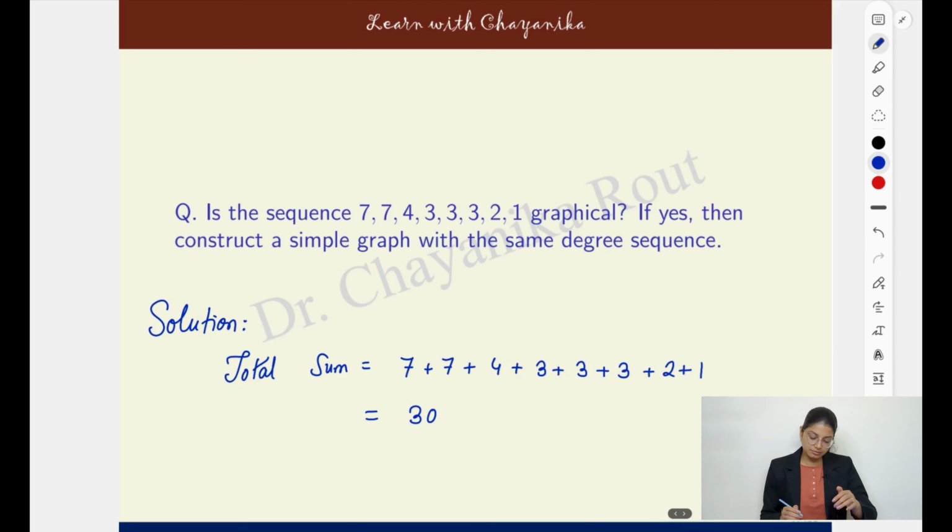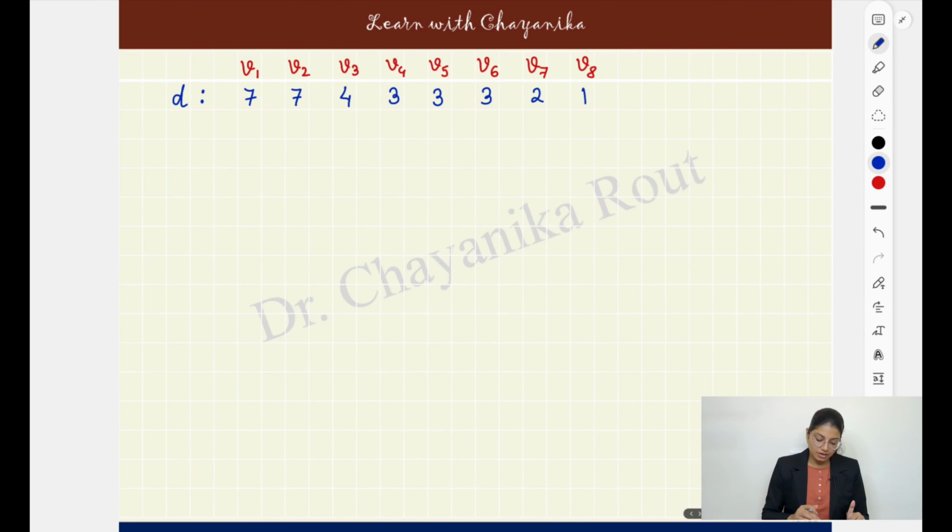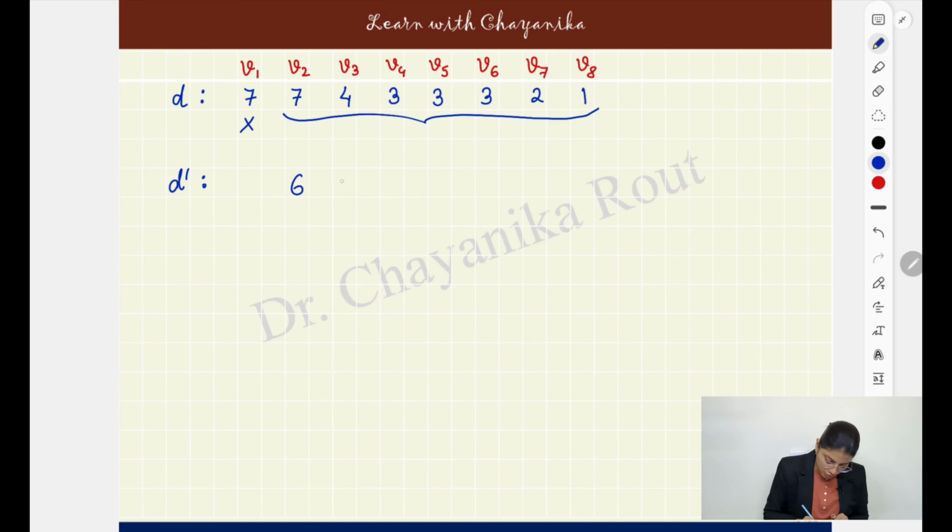Let's see another problem. Here the sum total is 30, which is even. So our given sequence d, suppose, is a degree sequence. Now proceed to check if it is graphic. So we have seen it is already arranged in the non-increasing fashion. So we label the vertices accordingly and we proceed to find out d dash. So we delete the first. Next 7. So there are 1, 2, 3, 4, 5, 6, 7 elements in total remaining. So all of them will face reduction. So this will be 6, then 3, 2, 2, 2, 1, 0.